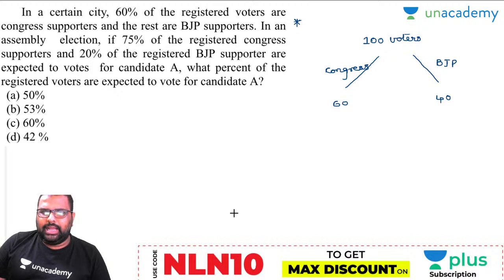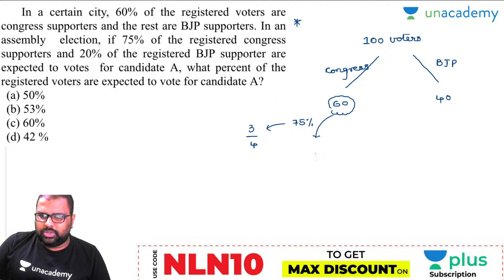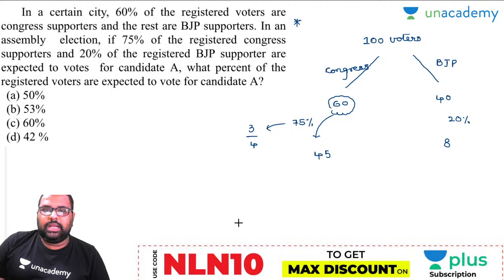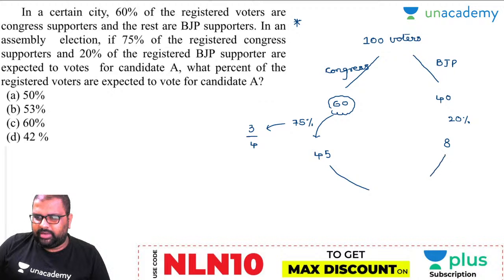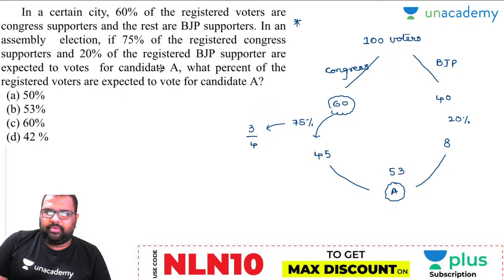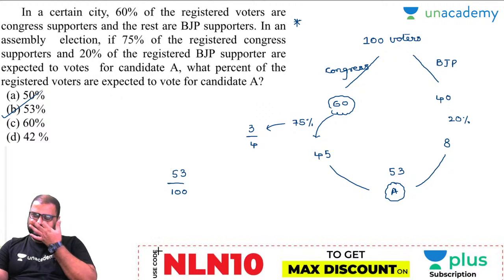Okay, done. In an assembly election, if 75% of registered voters, now 75% of the 60 will be how much? Let me know the answer there. 75% can be written as 3 by 4. So 15 fours are 60. Am I right or wrong? So automatically 45 voters. And 20%. Now 20% of 40 voters will be 8. Am I right or wrong? Will you accept it? Yes. Now these persons have voted for candidate A. Now candidate A totally got 53 votes. Am I right? Yes. What percentage of registered voters are expected to vote for candidate A? Out of 100 votes, A got 53 votes and the percentage will be how much? 53%. That's the answer. Done.